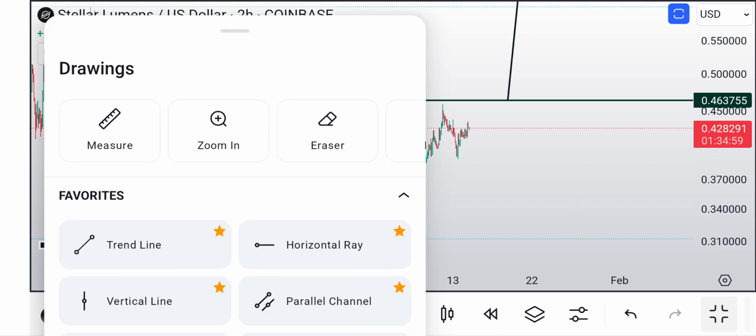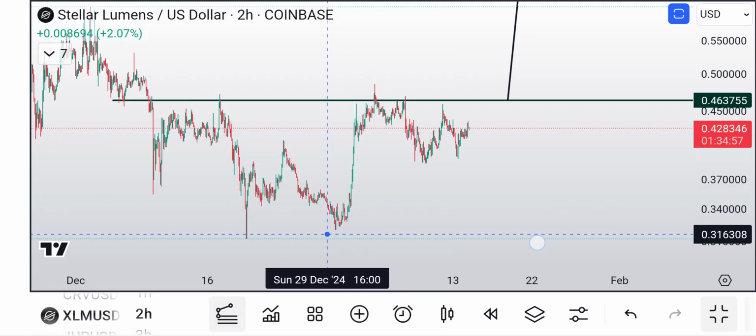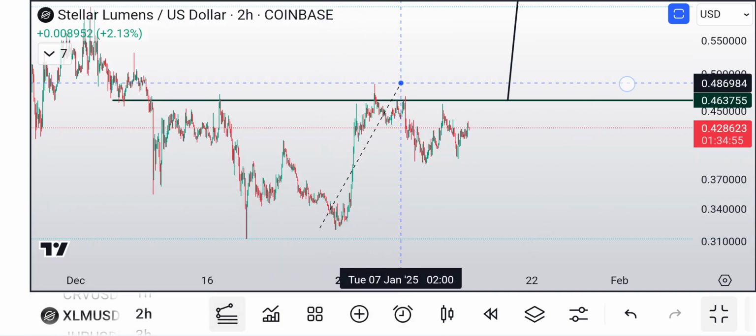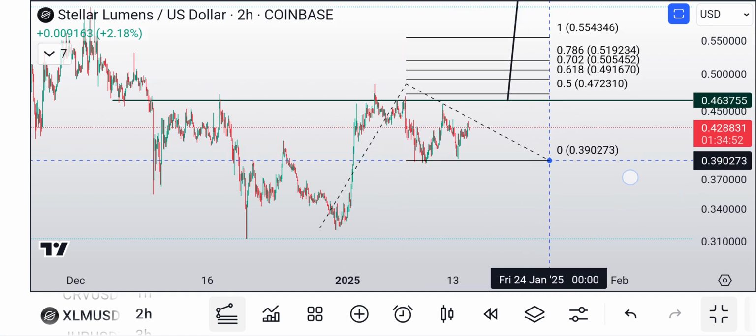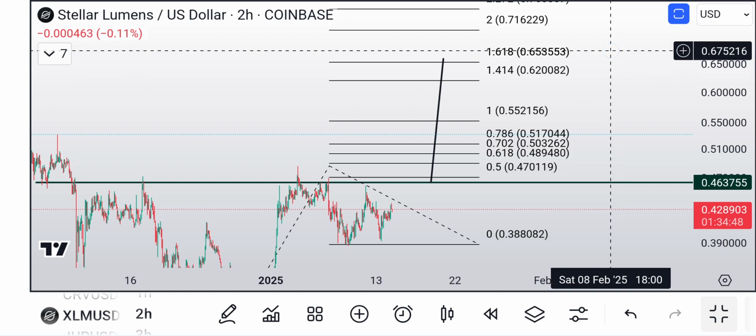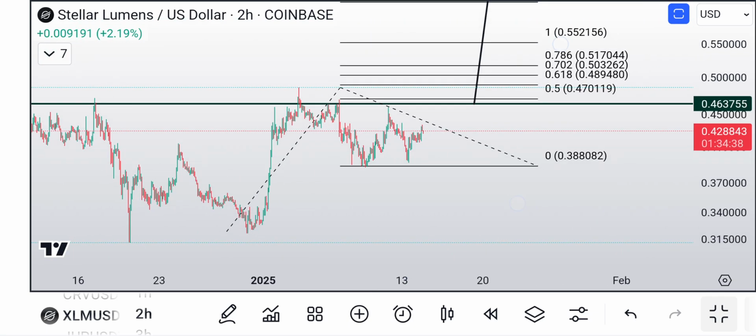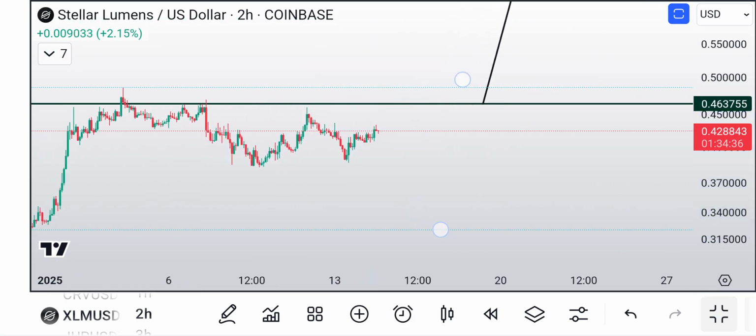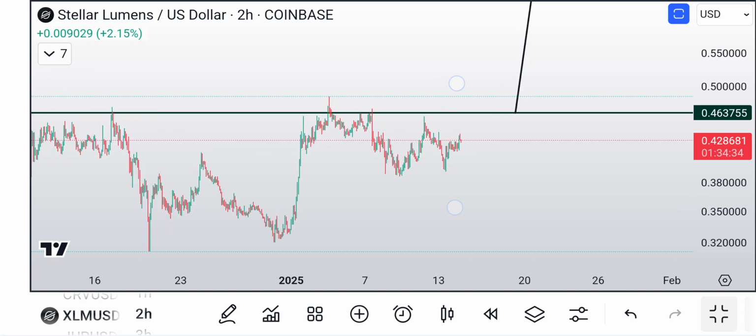And then what we can do as well is take a trend-based fib extension from the bottom to the top, back down to the bottom. And look at that. It gets us right to the 1.618. So there's confluence there. So 65 cents is my target for XLM. I got 2 points of confluence. Now, I don't know when it's going to hit that.